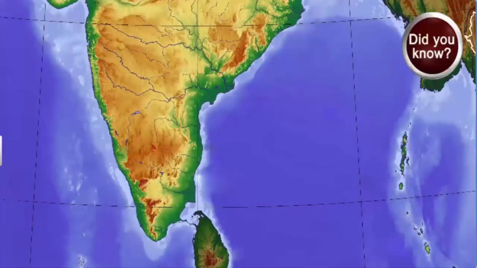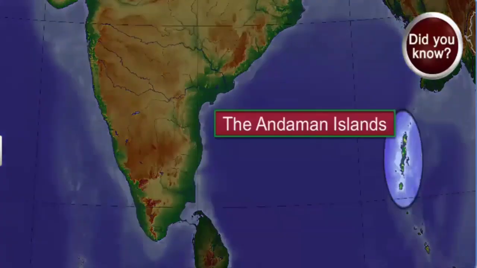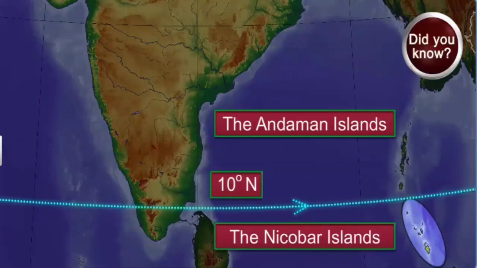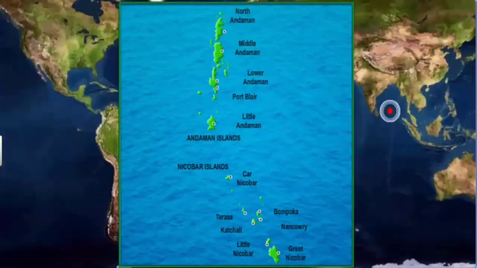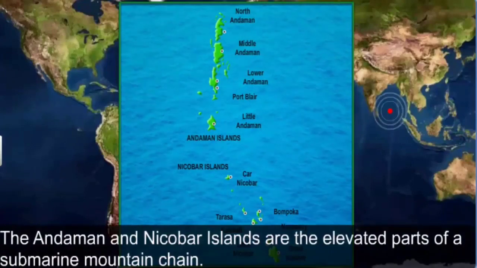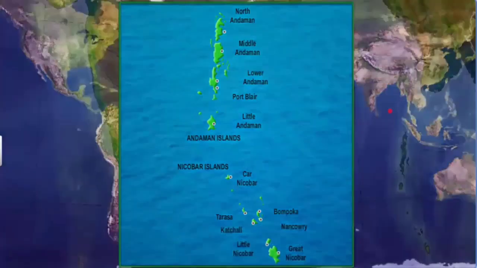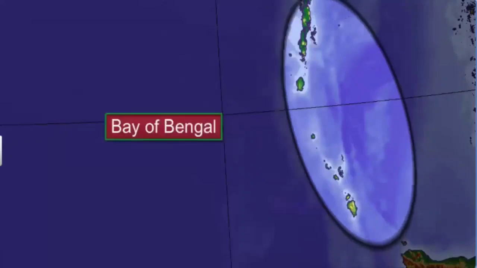Did you know? The Andaman Islands and the Nicobar Islands are separated by the 10-degree north parallel. It is said that these islands are the elevated parts of a submarine mountain chain. As you can see from the map, this chain separates the Bay of Bengal from the Andaman Sea.